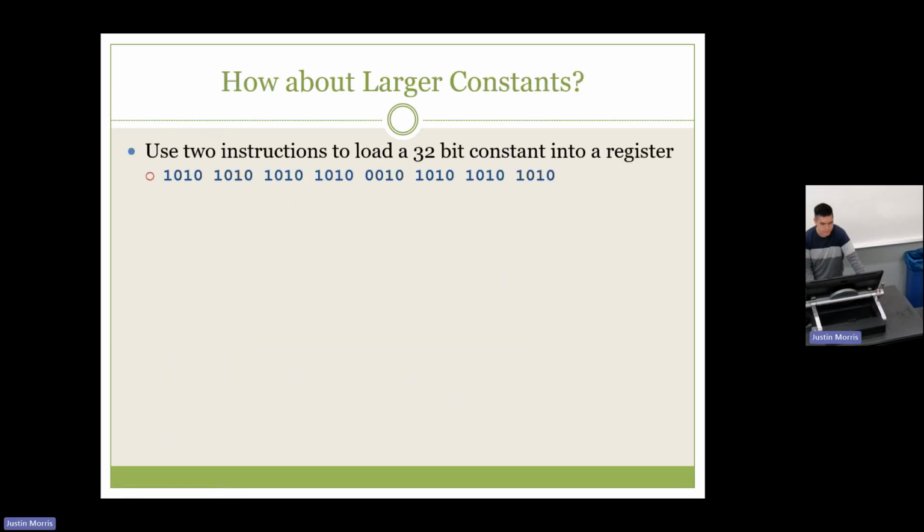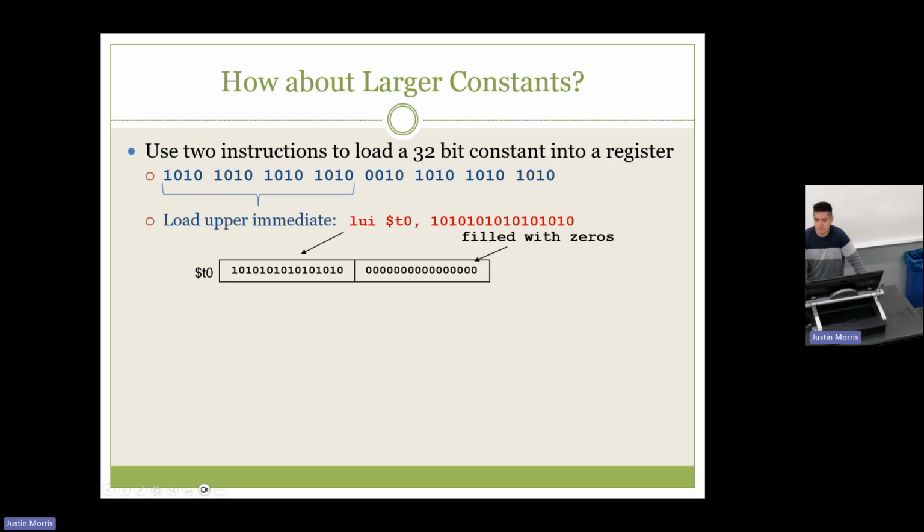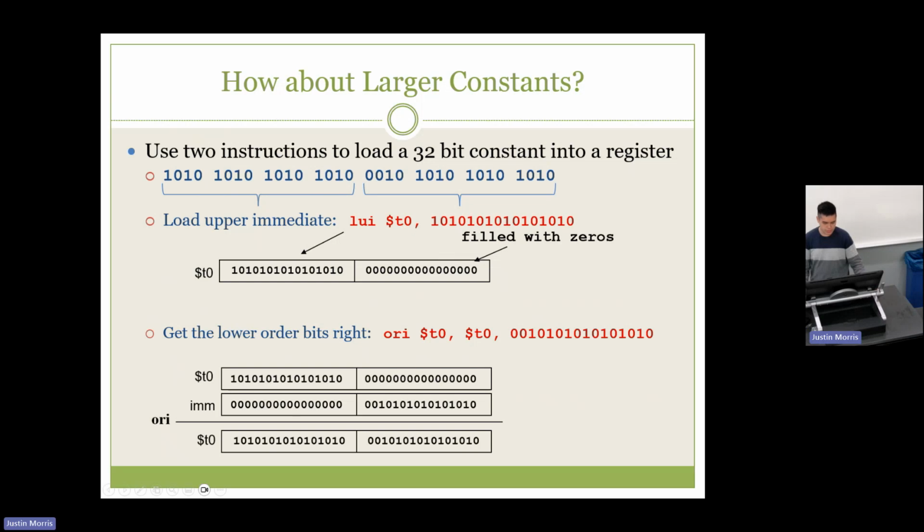And then if we have larger constants that we want to load, we can use 2 instructions to load a 32-bit constant into a register. So we load upper immediate first, right? So this upper immediate goes into the top 16 bits of T0. Then we can OR immediate to get the rest of the zeros here to be the immediate that we want it to be. And now we have T0 filled with the 32-bit immediate that we wanted.